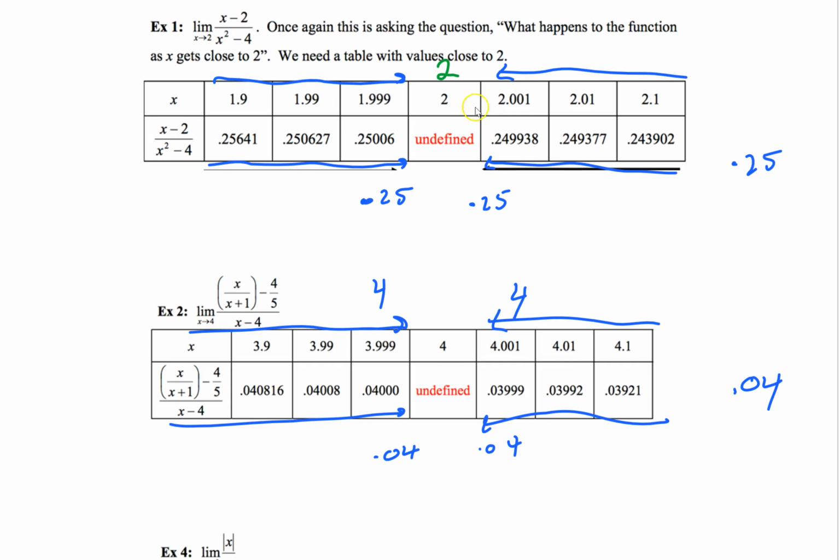So it's kind of the same idea. Look at it from the left side, look at it from the right side. If they match, that's your limit. Again, a limit doesn't care what's happening at the actual value, just what's going on as you get close to it.